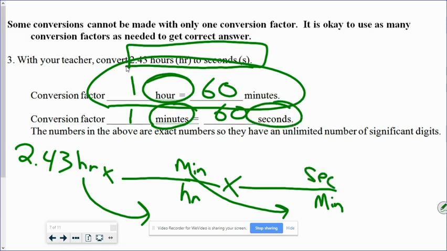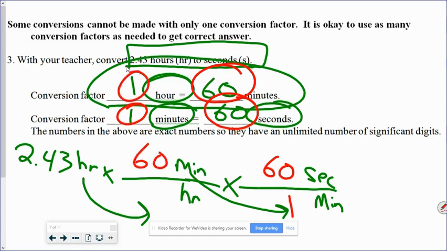Now I just have to go and find numbers to put in the blanks. So 60 goes with seconds. And in this conversion factor, the 1 goes with the minutes. Up here, the 60 goes with the minutes. And the 1 goes with the hour. My labels are going to cancel. I'm going to be left with my label in seconds. And when I solve this, I end up getting the following: 8,748 seconds.